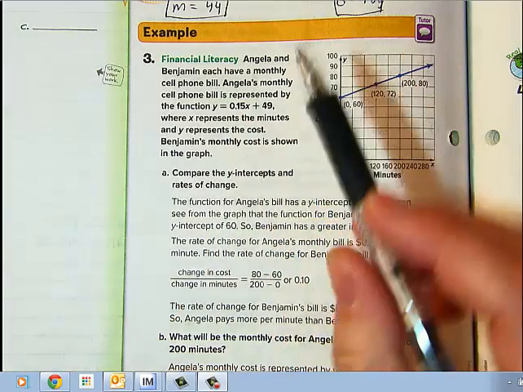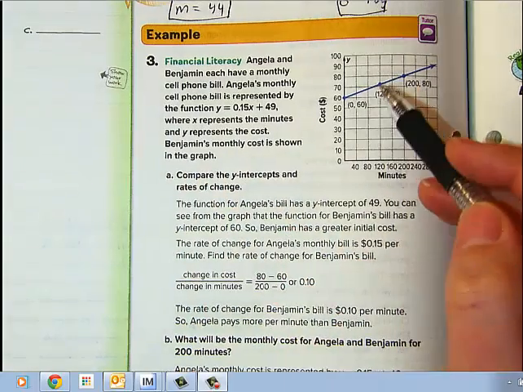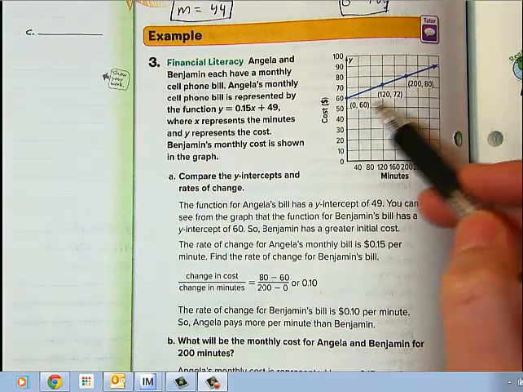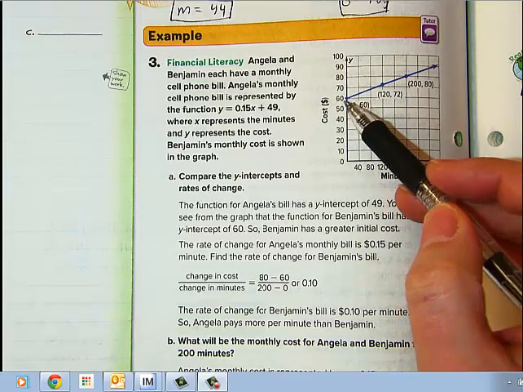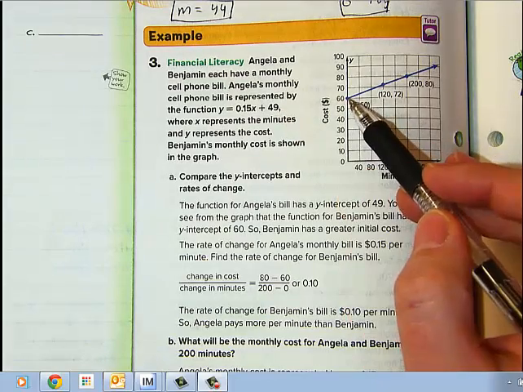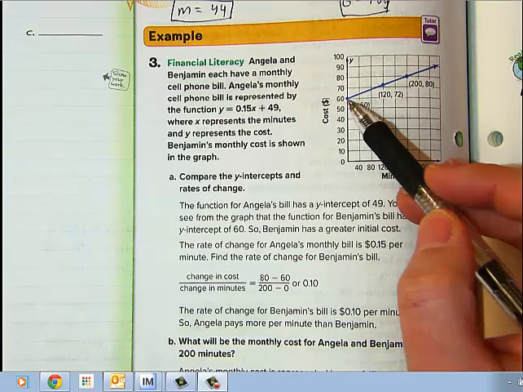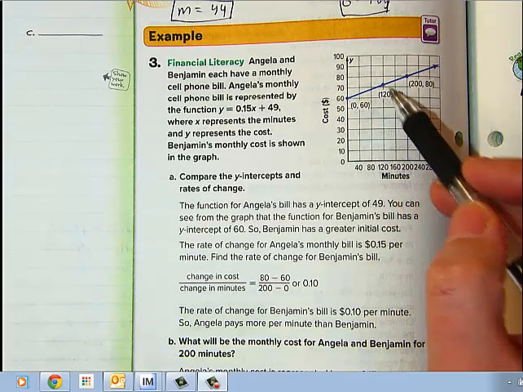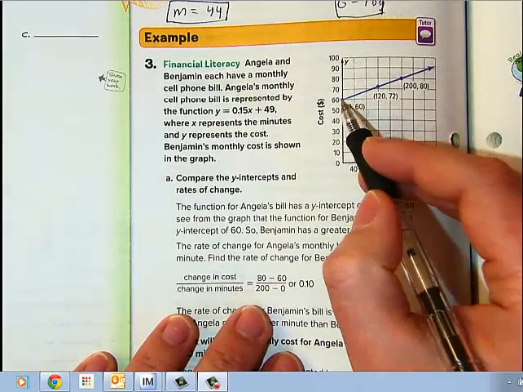Okay. Then it says Benjamin's monthly cost is shown in the graph to the right. So if we look at Benjamin here, if he talks for 0 minutes, it's still charging him $60. So here you need to recognize this b for Benjamin, just to have the phone, is $60. Then we need to look at, at each minute, what exactly is this costing him? That's his rate of change.